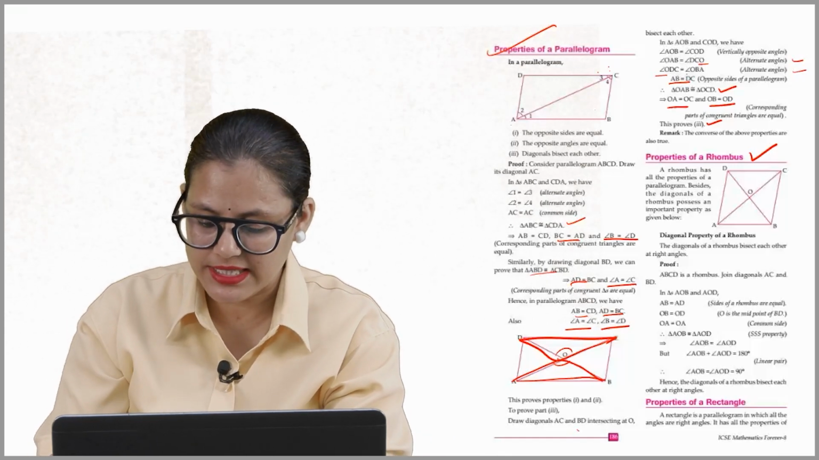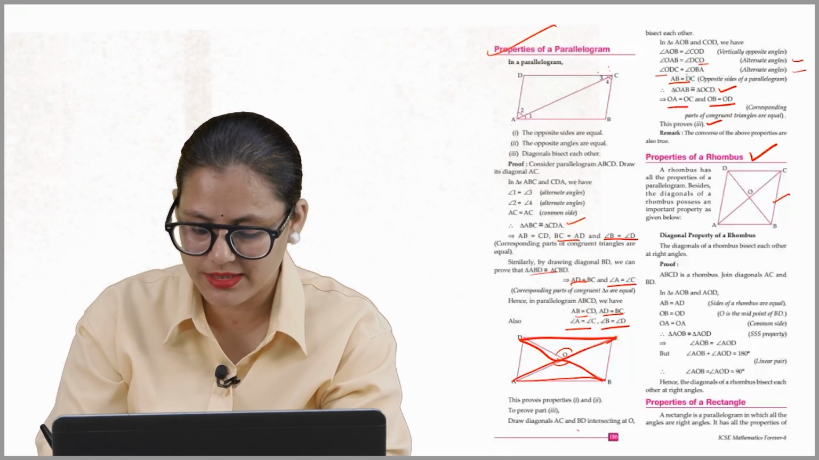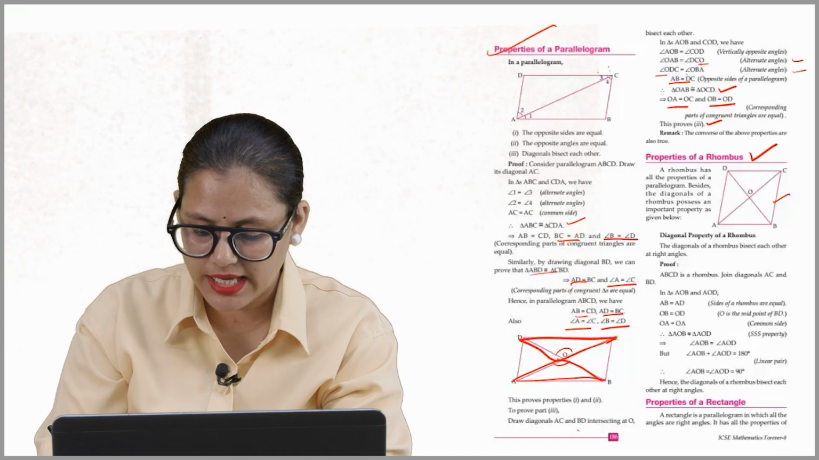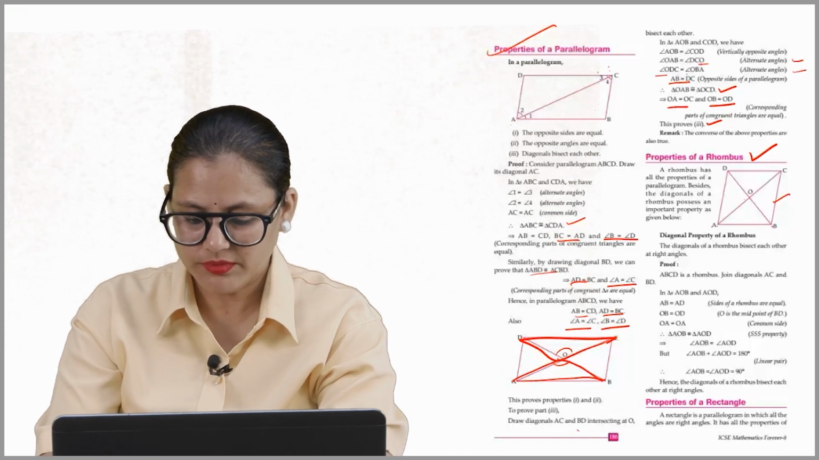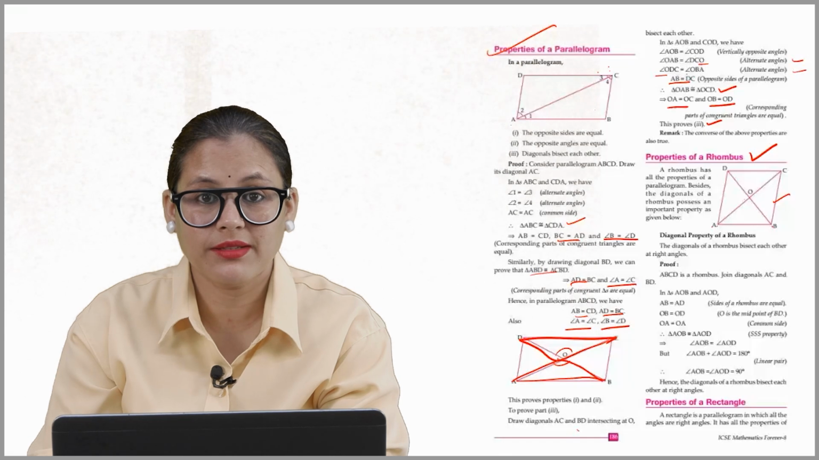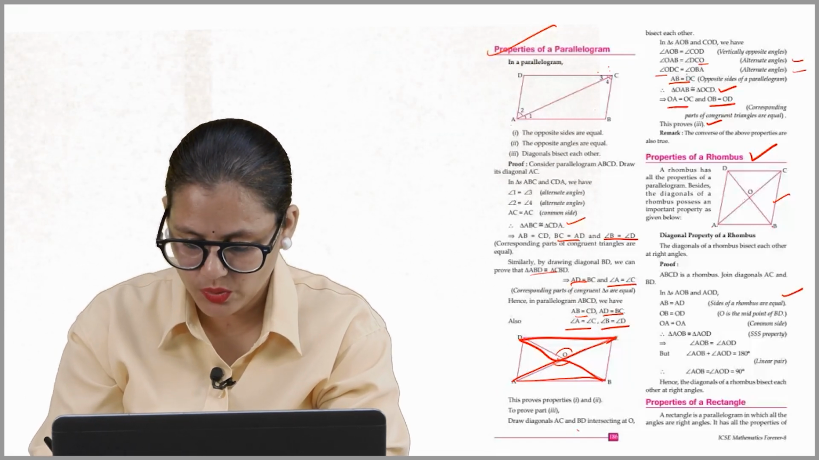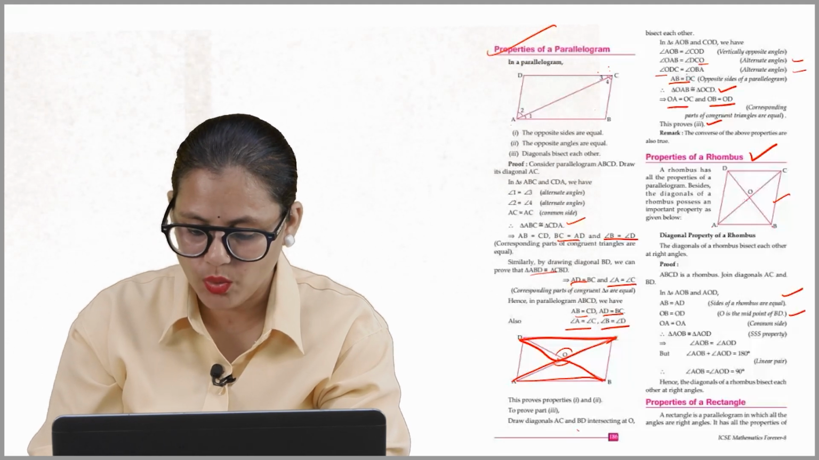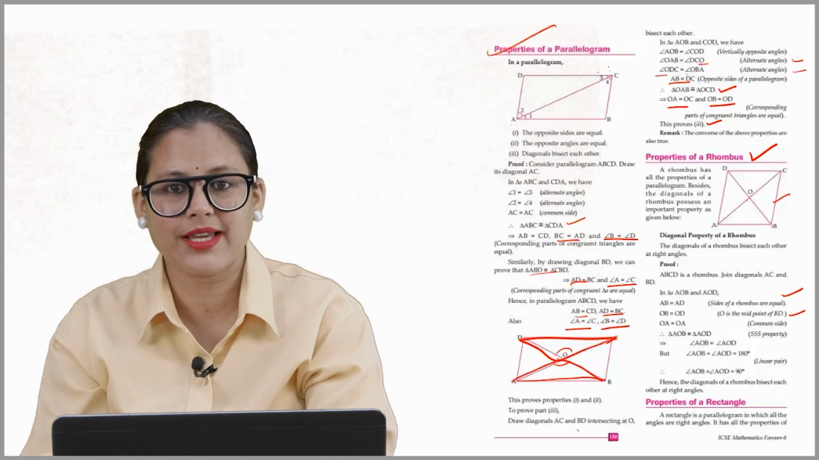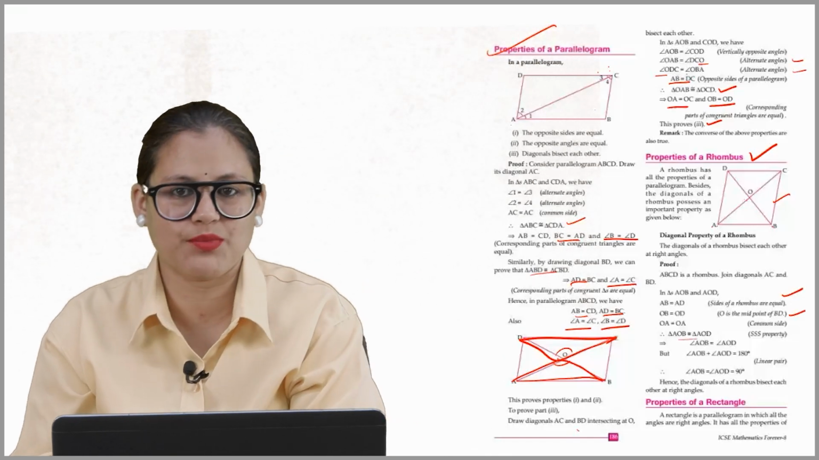Proof. ABCD is a rhombus. Join diagonals AC and BD. In triangle AOB and triangle AOD, AB is equal to AD because sides of a rhombus are equal. OB is equal to OD because O is the midpoint of BD, and OA is equal to OA, a common side. So therefore, these two triangles are congruent by the SSS property.